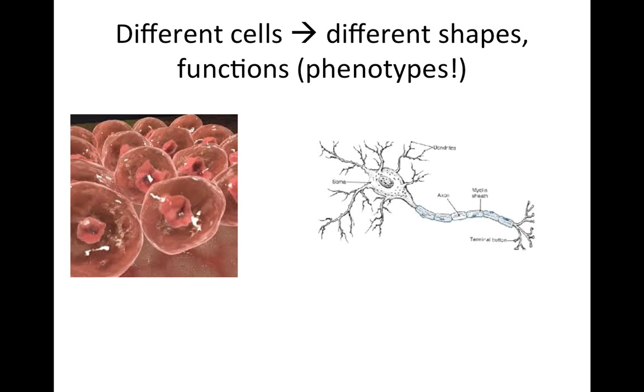In this video, I want to introduce some key concepts of gene regulation. So here we have different cells. We have blood cells on the left and neural cells on the right. These different cells have very different shapes, as you can see, different sizes, different features, different functions. So they're very different shapes, different functions, different phenotypes.